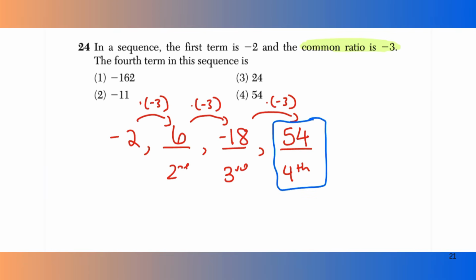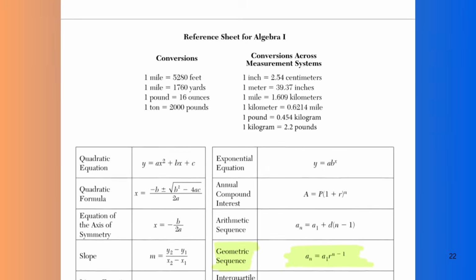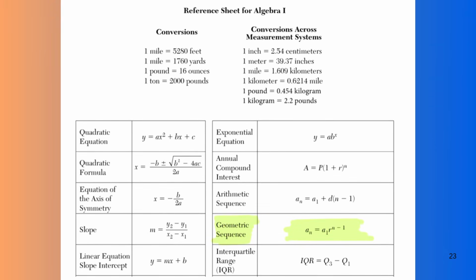Now, usually on the Regents, the problems do ask you for a pretty low number term, but in case they decide this year that they're going to put this question on and ask you for the 75th term, I don't want you to keep doing this and keep multiplying, A, because it's really easy to make a mistake that way, and B, it's going to take long. The Regents is a time test. So what you can use is your reference sheet. They give you the geometric sequence formula. So I'm going to show you how to use this now.